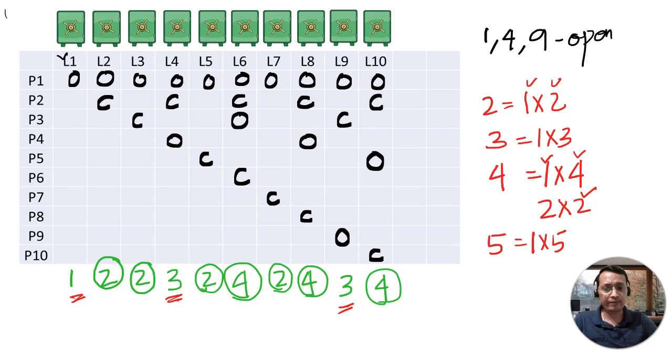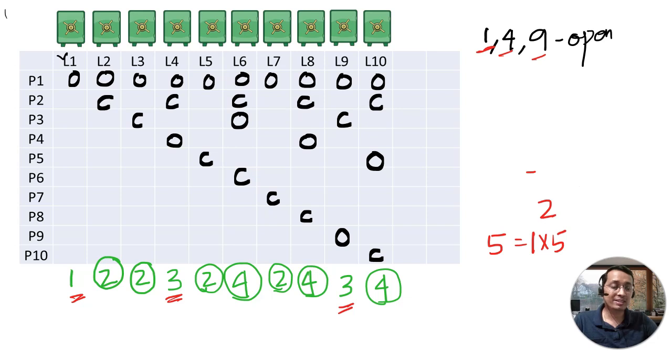So we understood that everything has an even number of factors other than these numbers, 1, 4 and 9. These have an odd number of factors. That's why these lockers are open. But why? Because if you look, these numbers are actually square numbers, right? So let's go back to what we studied on the first slide. It will be very clear.